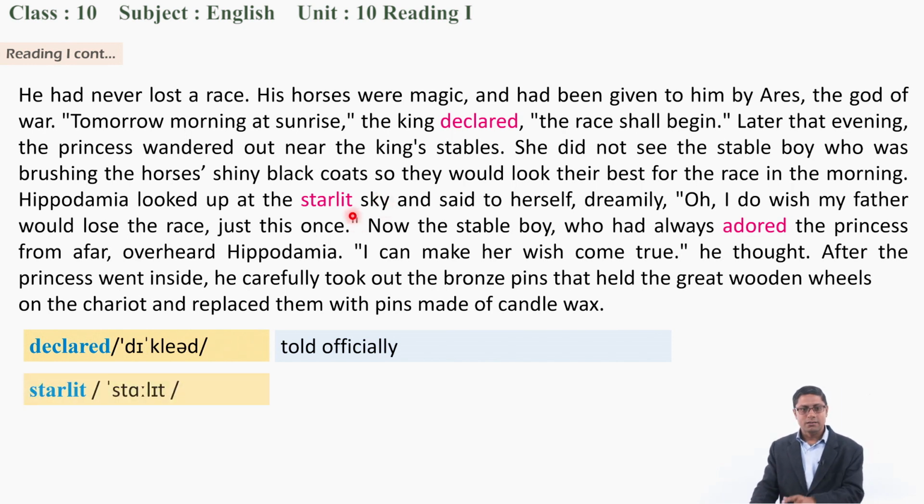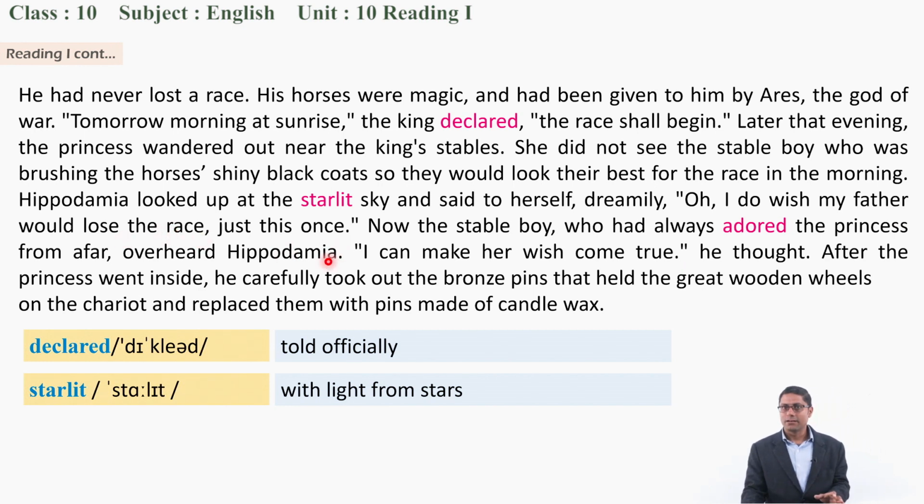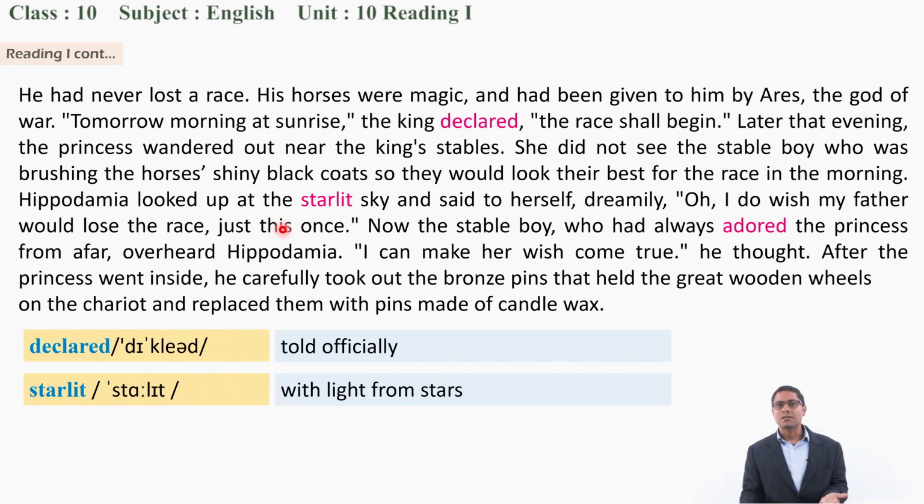Starlit means with the light from stars. Hippodamia said to herself, she made a wish dreamily. "Oh, I do wish my father would lose the race, just this once." See there, Hippodamia wanted her father to lose the race. Means she wanted Pelops to win the race.